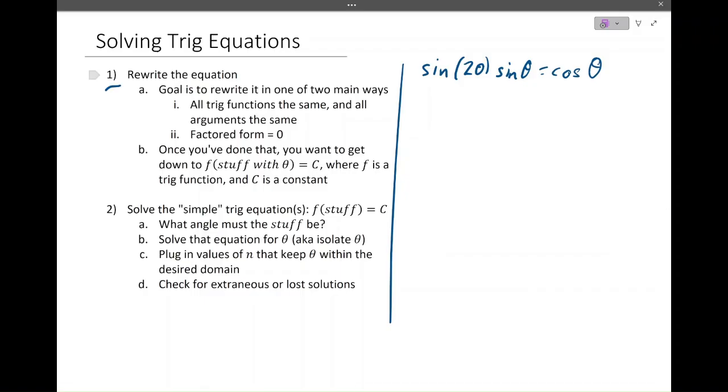So step number one is I want to rewrite this thing, right? The thing that makes it problematic so far is that I have sine and cosines. That's step one. I would prefer if they were all sine. It would make my life a little bit easier. And also, my arguments are different. So I have sine of 2 theta, but I also have sine of just 1 theta. So that will also make my life a little bit more complicated.